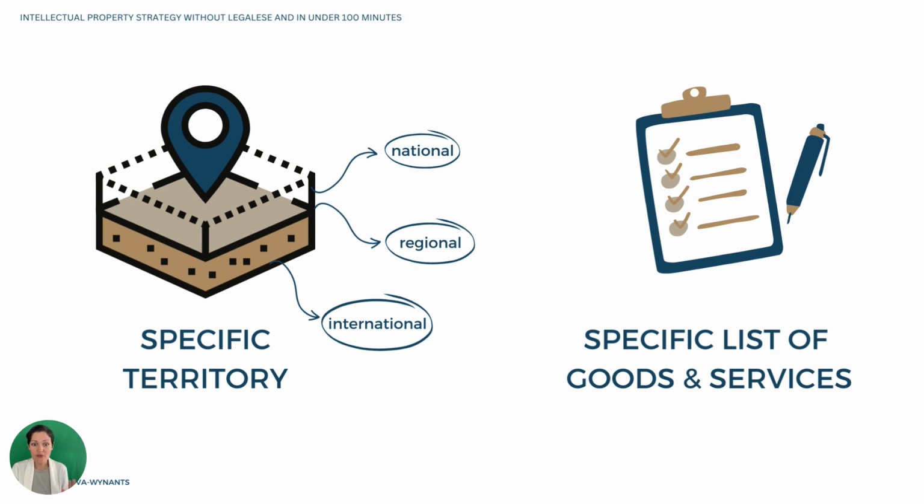Now you have also the regional trademark. This extends the trademark rights across a designated region. For instance, a European Union trademark grants protection in all EU member states.